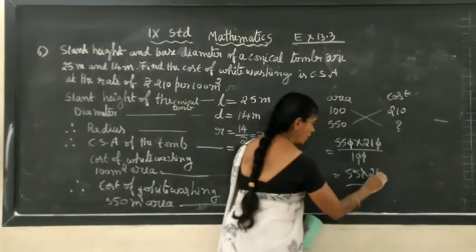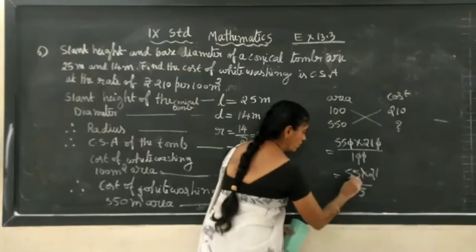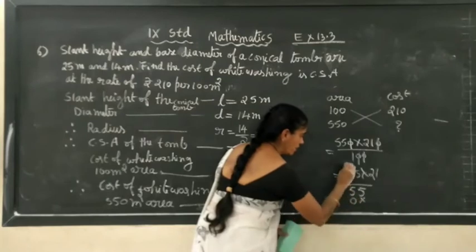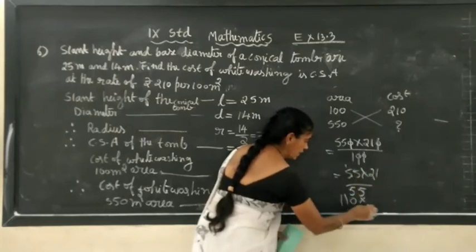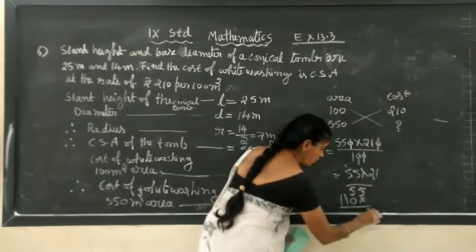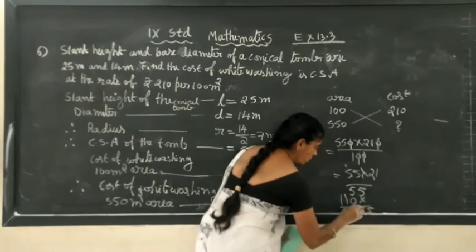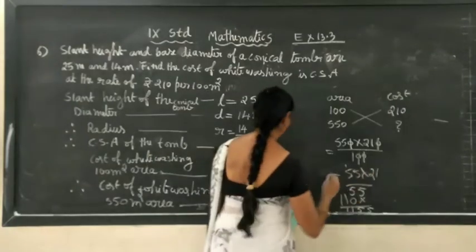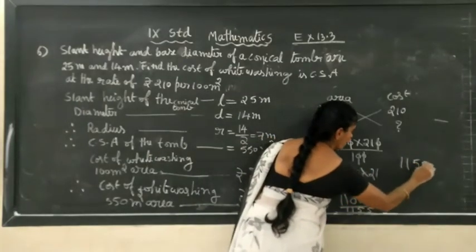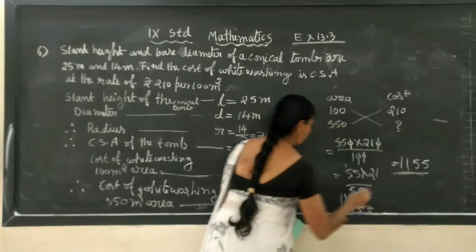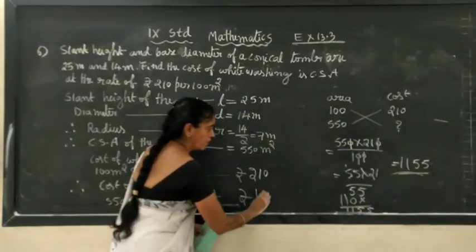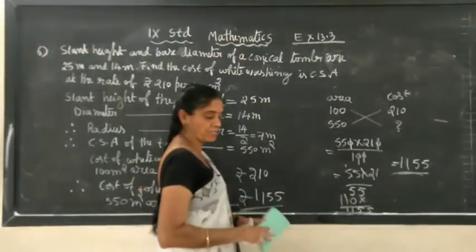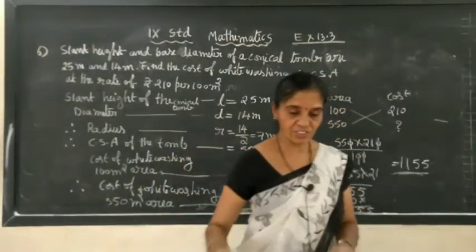We will multiply. 1 five is 5, 1 five is 5. Now 2 ones are 2, 2 fives are 10, 1 in hand, 2 fives are 10 plus 1, 11. Add it: 5, here also 5, 1, 1. So we got the answer 1155 rupees. So we have to pay this much rupees, children, for the whitewashing.